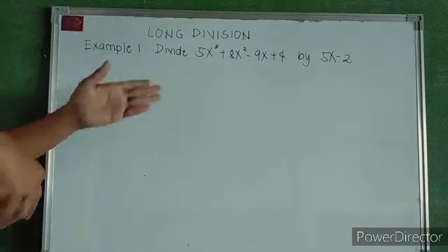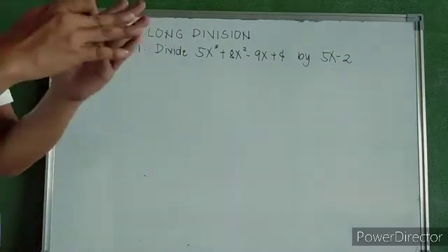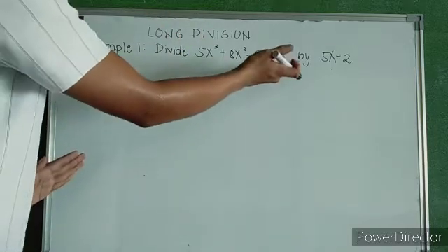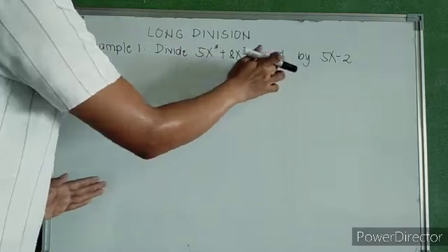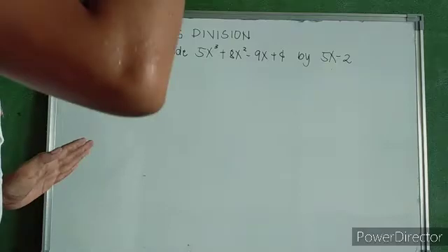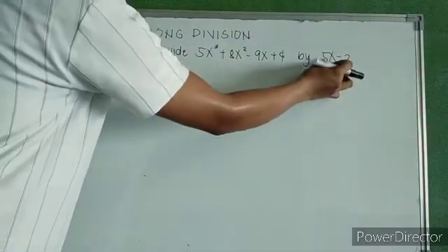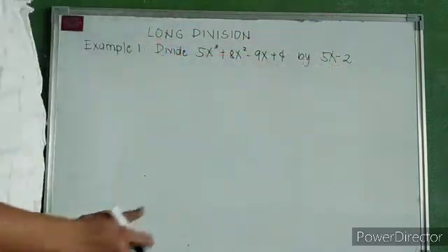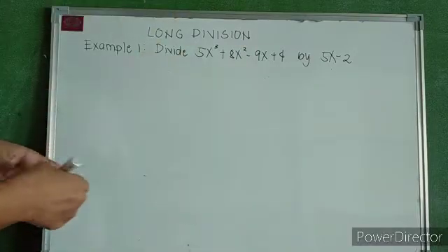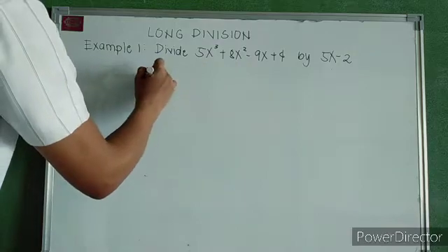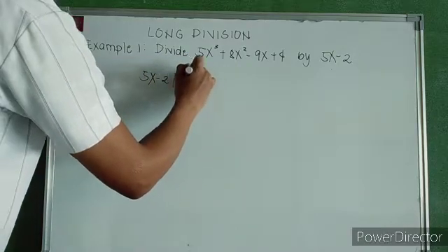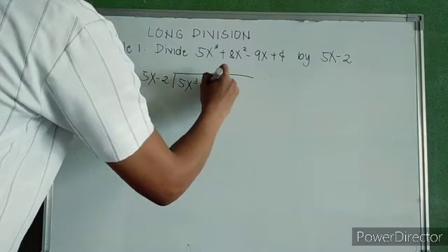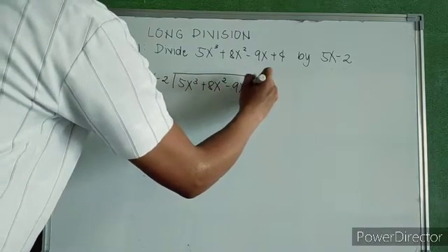So again, if we analyze this given, the higher function, or the one with the higher exponent, will be our dividend. It is what we need to divide up. And the one with the lesser exponent, or term, since here 5x minus 2 is the linear term, this will be our divisor. So when we write this, we get 5x minus 2 as our divisor, then the dividend, which is 5x cubed plus 8x squared minus 9x plus 4.